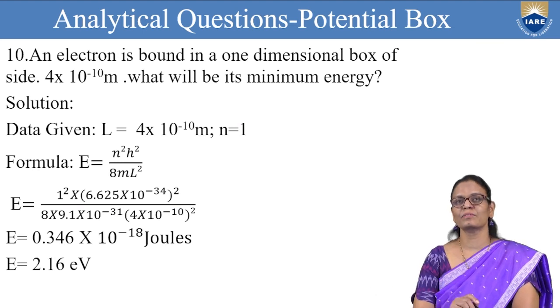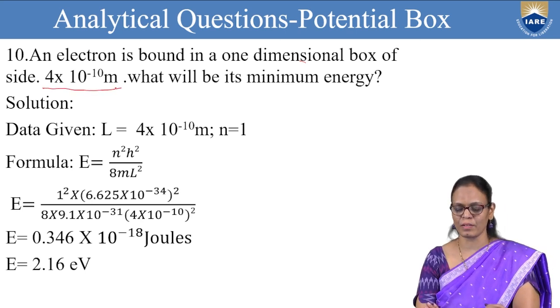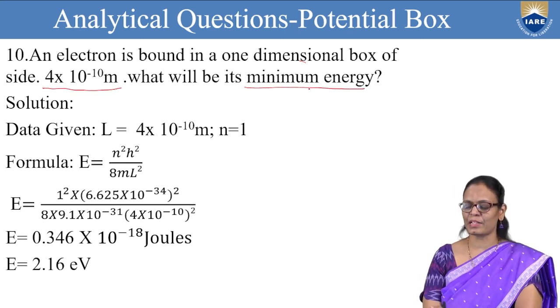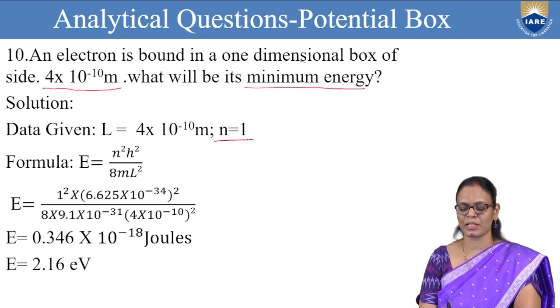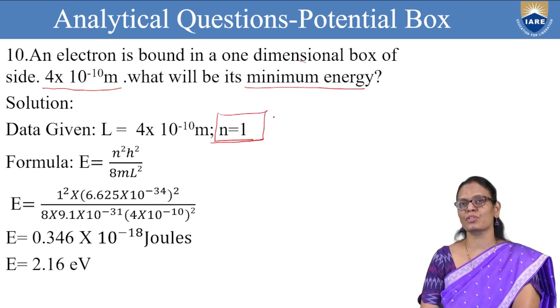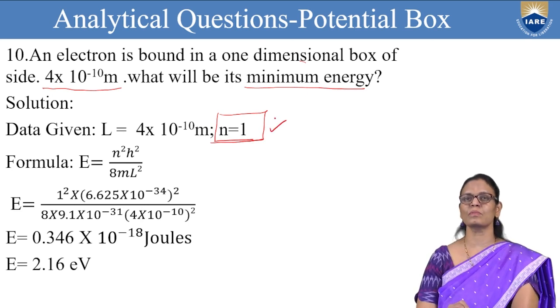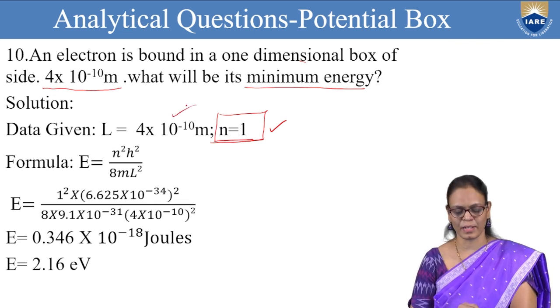One more, the last one. An electron is bound in a one-dimensional box of side 4 into 10 power minus 10. Calculate the minimum energy. They have not mentioned what it is. Minimum energy is always in the ground state. So for ground state, we consider n is equal to 1. This is the minimum application you should know. For ground state, the energy is minimum. So consider n is equal to 1. And the width of the box is 4 into 10 power minus 10 meter.